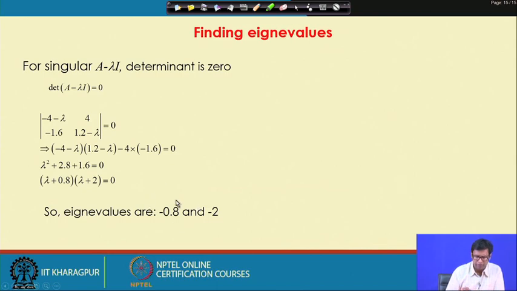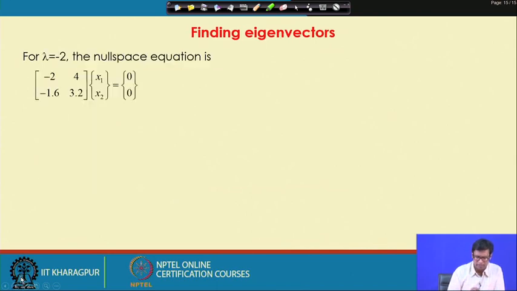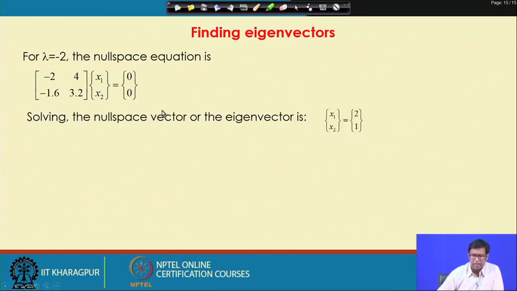So, we go ahead with eigenvectors for minus 0.8 and minus 2, and the null space equation for lambda is equal to minus 2 is 2 4 minus 1.6 3.2, x1 x2 is equal to 0, and we can quickly see that now the columns are dependent on each other. The second column is nothing but the first column into minus 2. So, it will have a rank which is not full rank, rank will be 1, so you should get one null space vector, and solving, the null space vector is 2 1.